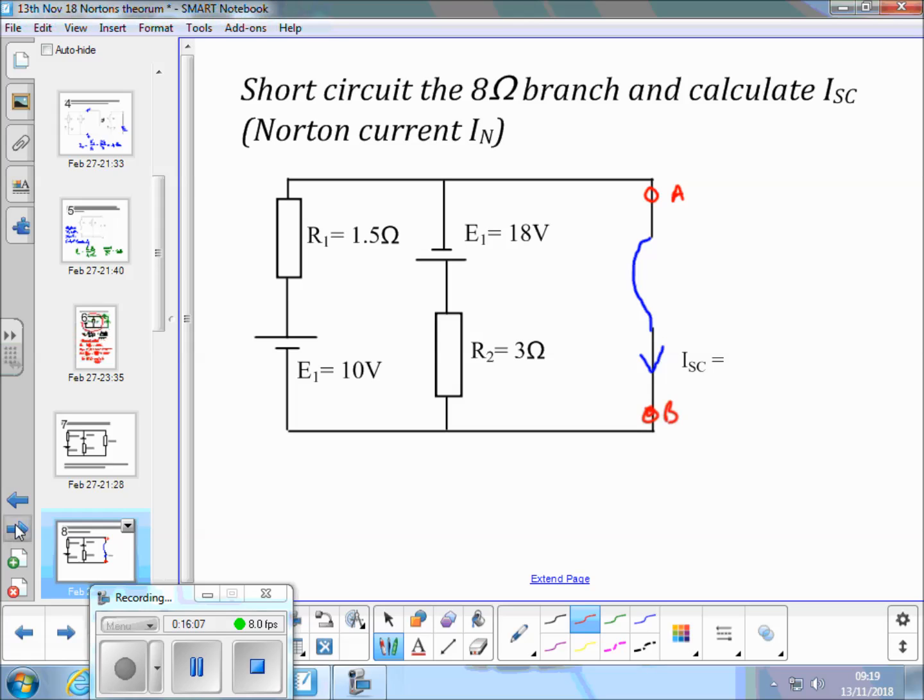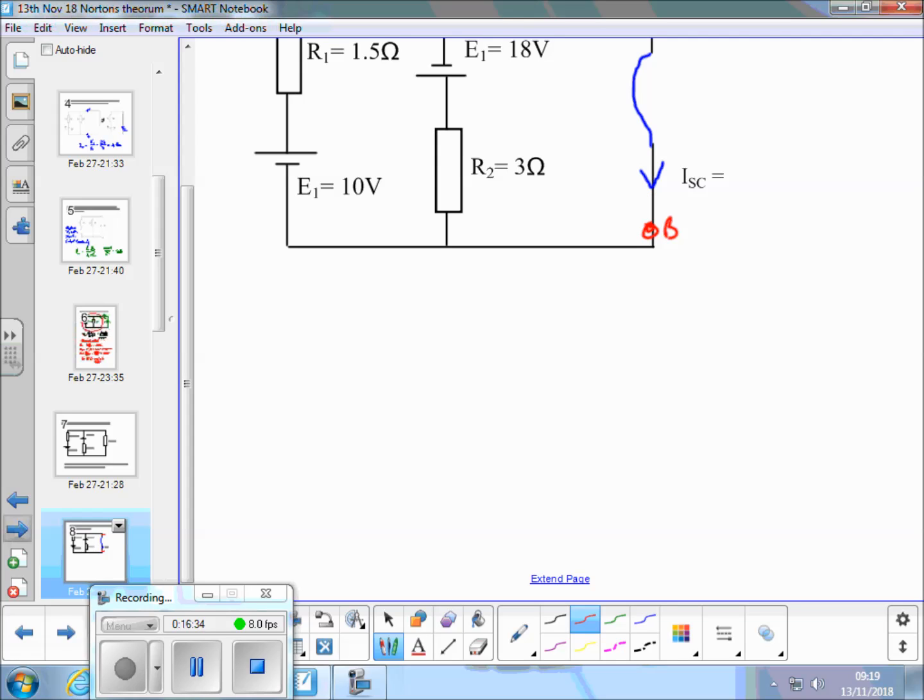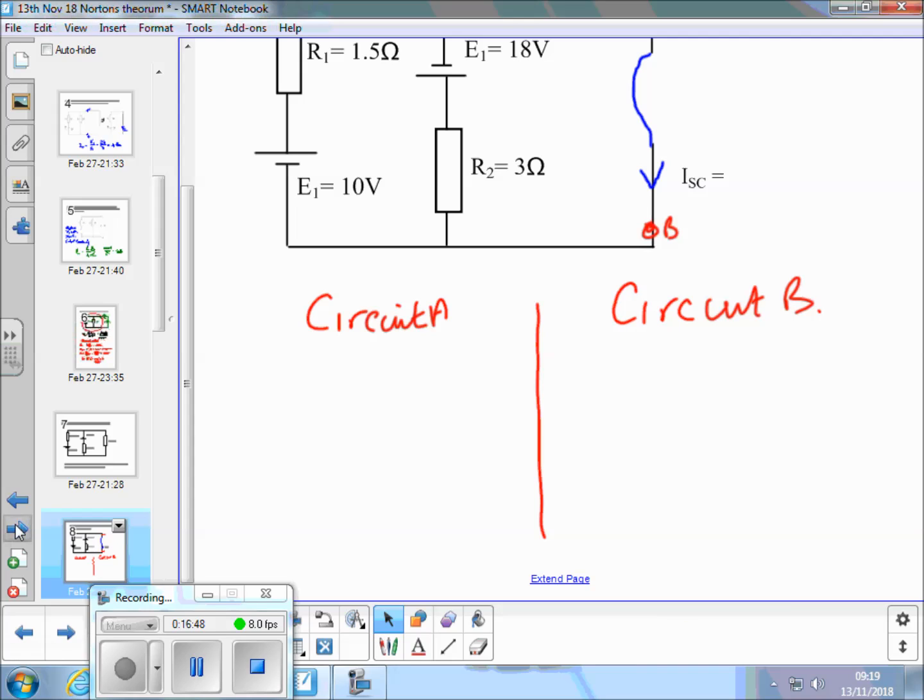But we've got two sources, so how are we going to deal with that? You don't want it at all. Yeah, we do, effectively we do. Short circuit one and short the other. What process did we use when we had two sources? What theorem did we use 2 weeks ago? Superposition. Yeah. So we need a circuit A and a circuit B.